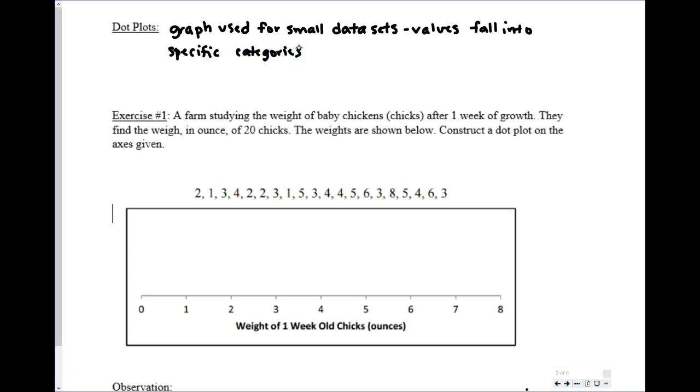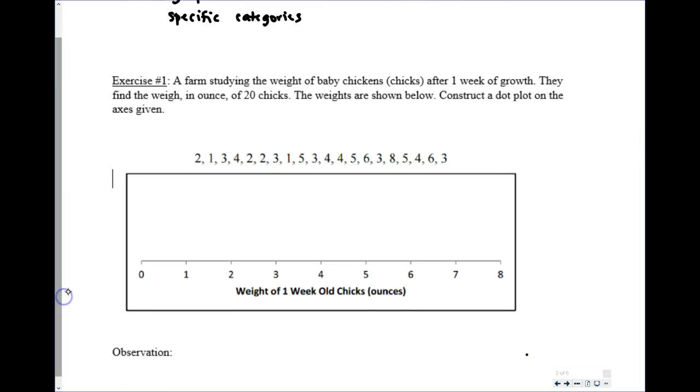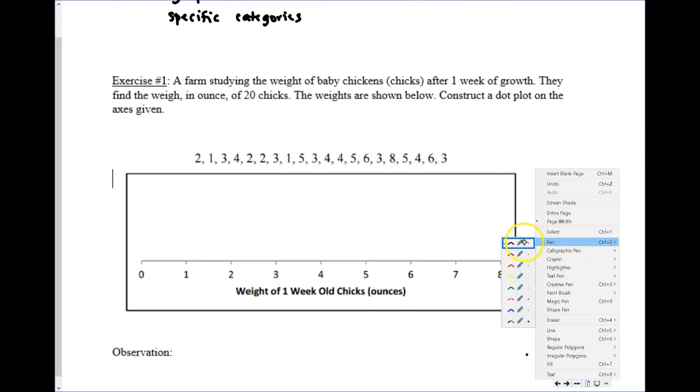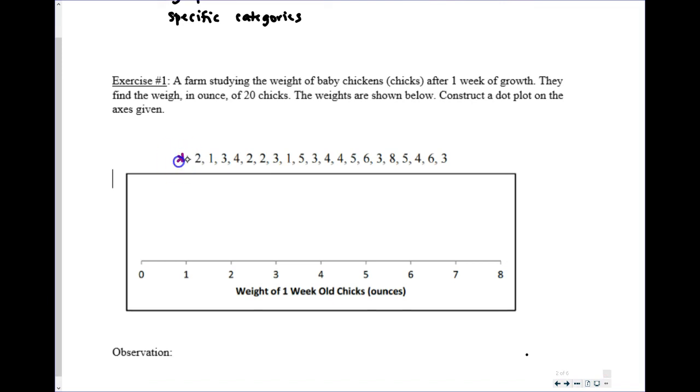So let's take a look at this first example. A farm studying the weight of baby chickens after 1 week of growth. They find the weight in ounces of 20 chicks. The weights are shown below. Construct a dot plot on the axis given. So here's the data. It's all these numbers right here, and it's in a long row. So there's all the data.